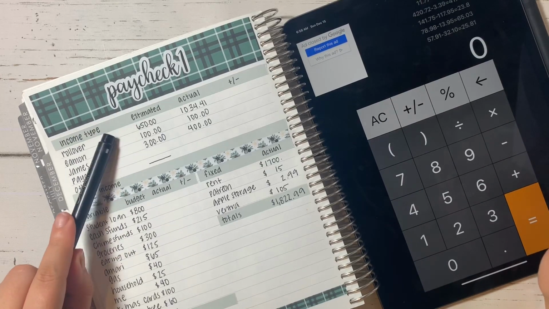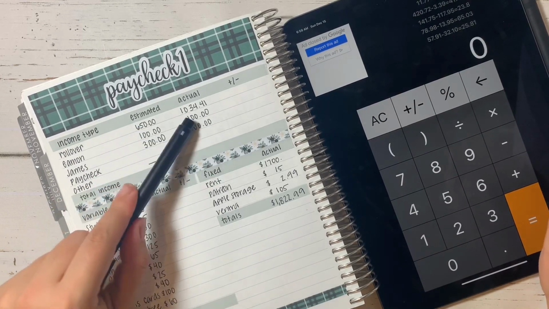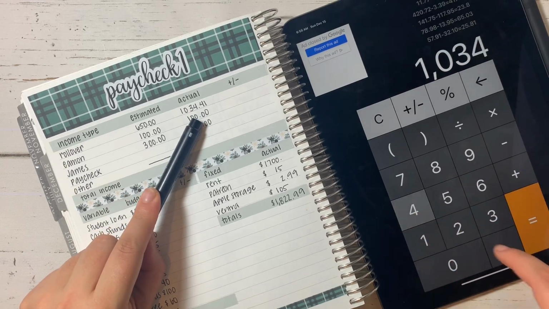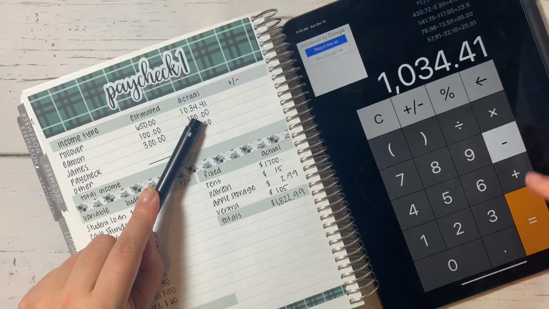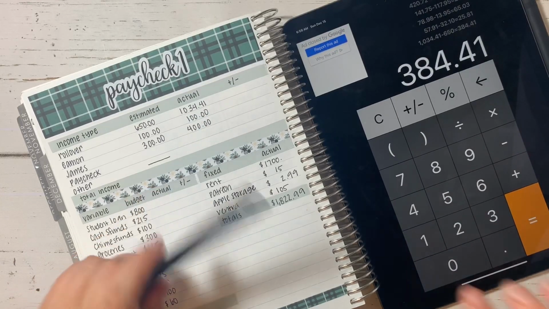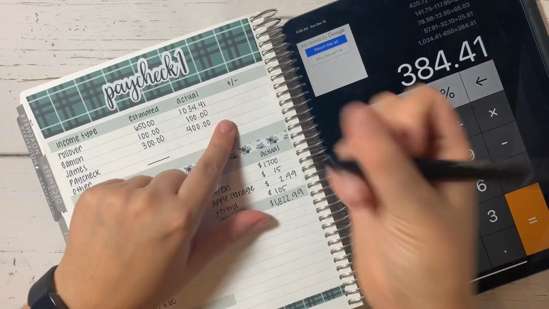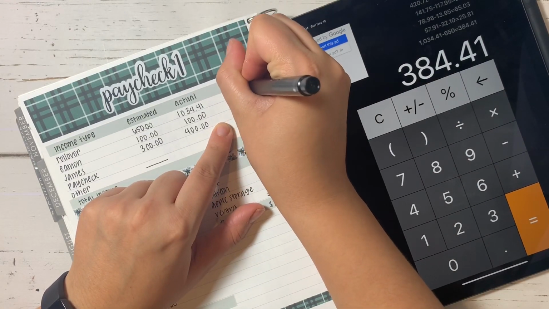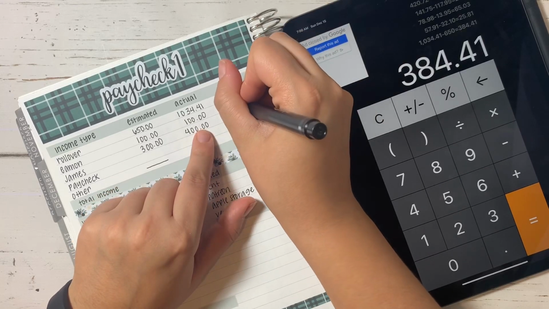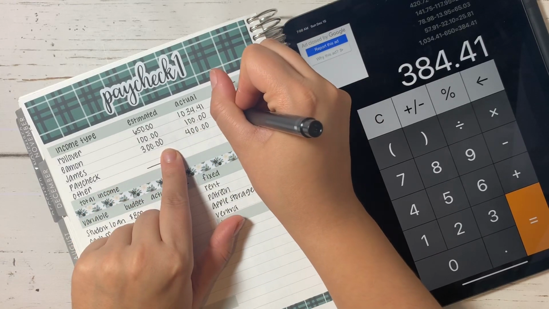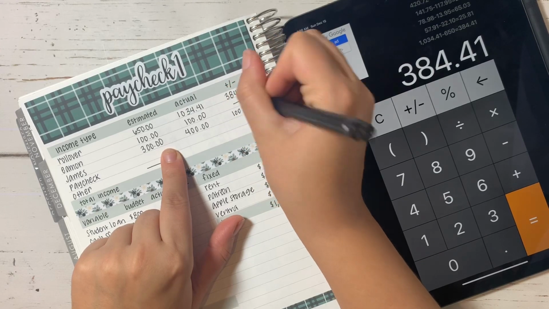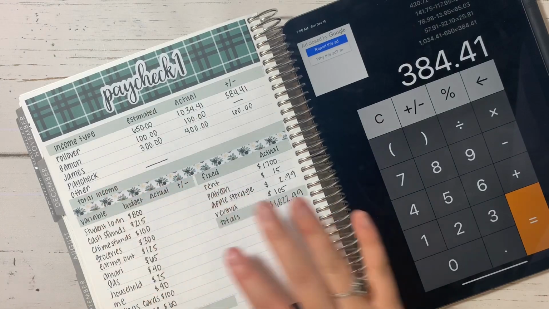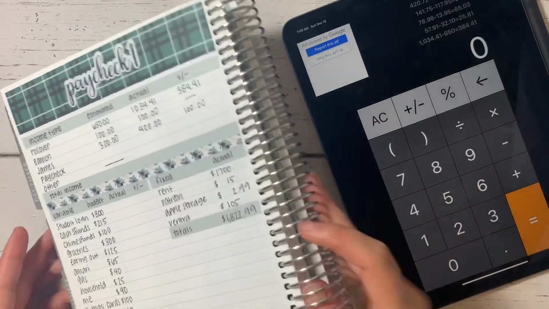So I was expecting to only have $650 in my rollover. I actually had $1,034.41. So 1034.41 minus 650. That means I had an extra $384.41. For Eamon, I'm not over or under. For James, I had 100 over. My paycheck, like I said, I do not fill in. For the other category, I actually do have some additional income.